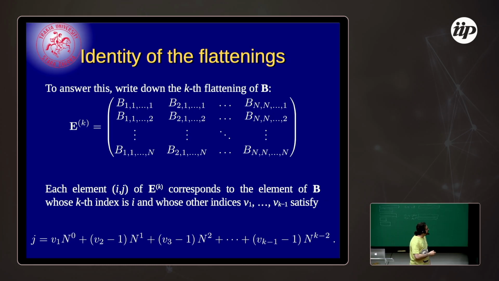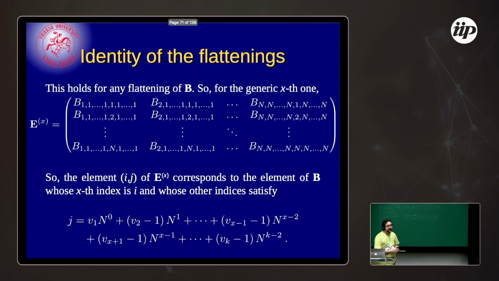This is like rewriting this number here, like the first k minus 1 indices go inside here, rewriting the number of the k minus 1 indices in base 10, whereas here they are the digits of a number in base n. Exactly the same as we were doing before for the data structure. So this is for the kth flattening. Now let's write the xth flattening, like a generic one. Take a number x from 1 to k.